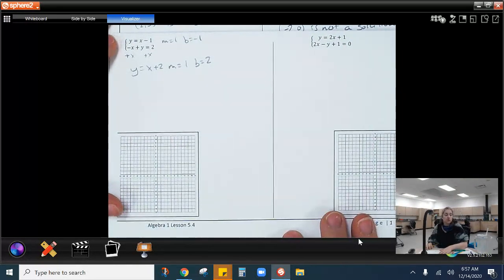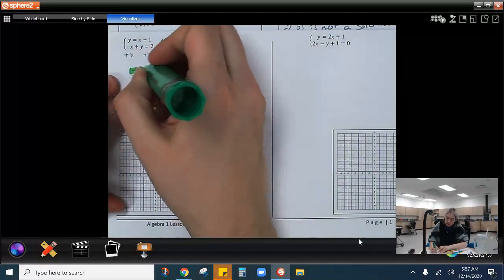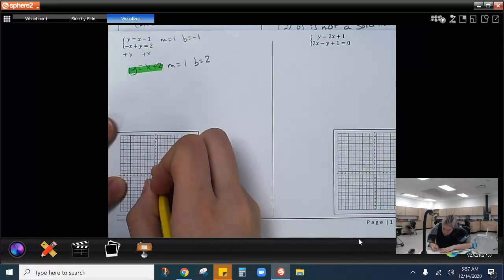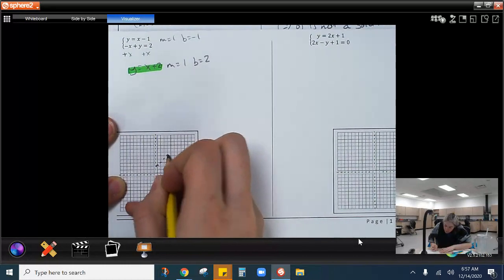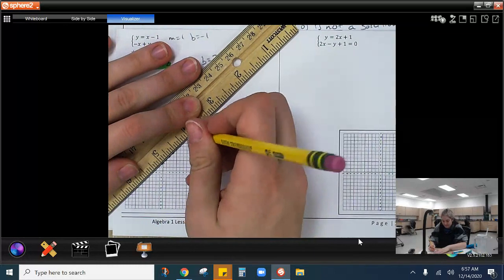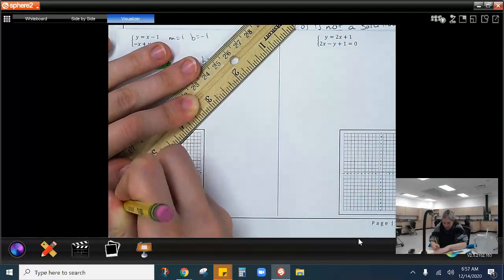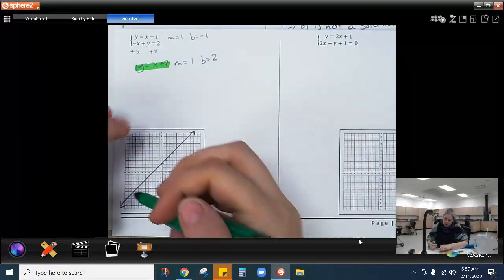All right, so I'm going to start by graphing. We'll make this guy green. So I'm going to start here at my positive 2, and I have to go up 1, right 1, up 1, right 1, up 1, right 1. And I'm going to draw my line. Again, make sure it goes edge to edge. A little off, not bad.